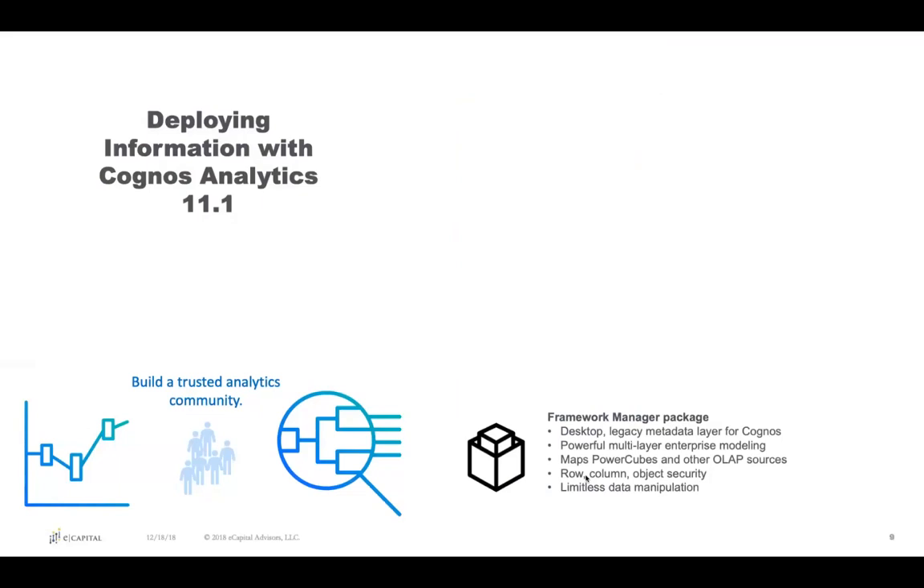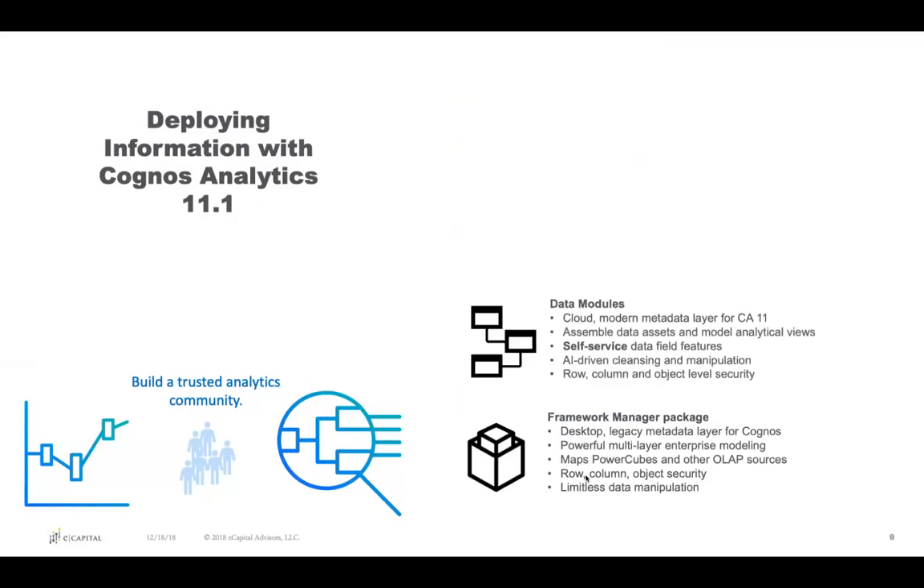You can have full security applied to the Framework Manager package, whether it's row, column, or object. So it's pretty powerful, but it is considered legacy. IBM said they will probably not further enhance Framework Manager, but it's always going to be supported. There's no plan to phase it out at this point. Now, data module is something that Cognos Analytics 11 introduced. It is all cloud-based. The GUI is a web browser, and it's a more modern way to prepare your data.